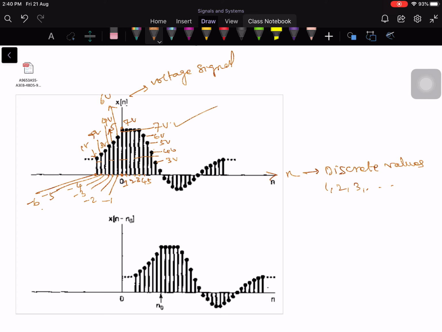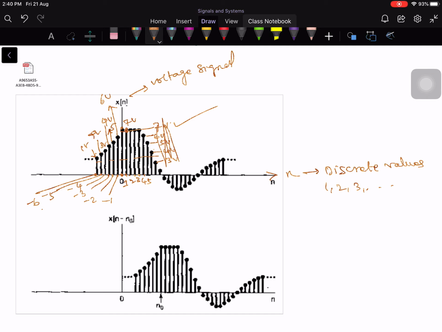Okay. Now this is a typical discrete time signal. At discrete points, the point is not this voltage. The point is that it has value at discrete points on the x axis. When n equal to 1 you have the signal, when n equal to 2 you have this signal, but in between you do not have any values. That is what we mean by discrete time signal.